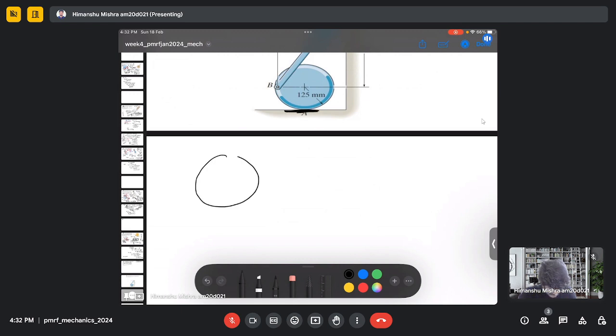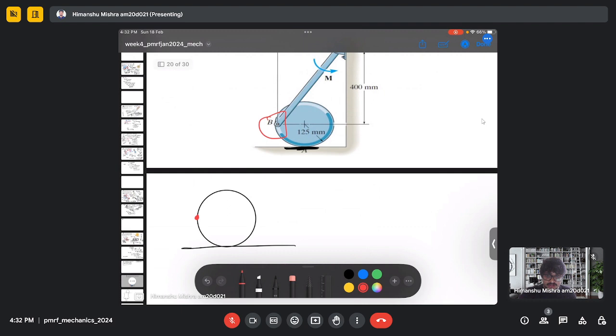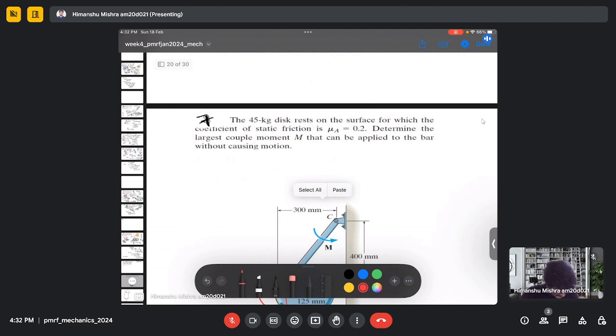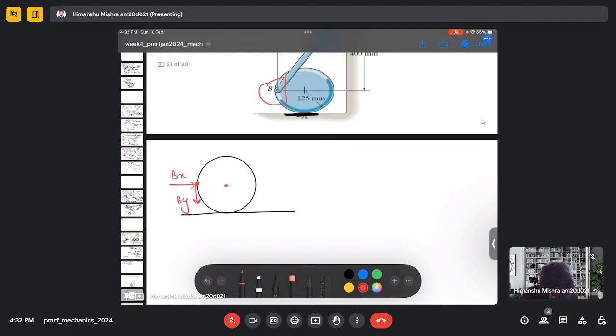So if I make a free body diagram, then due to this joint at B, we will have a normal reaction, which is Bx as well as By, and we are given the weight of the disc as well, and there will be a normal reaction as well as friction at point A.